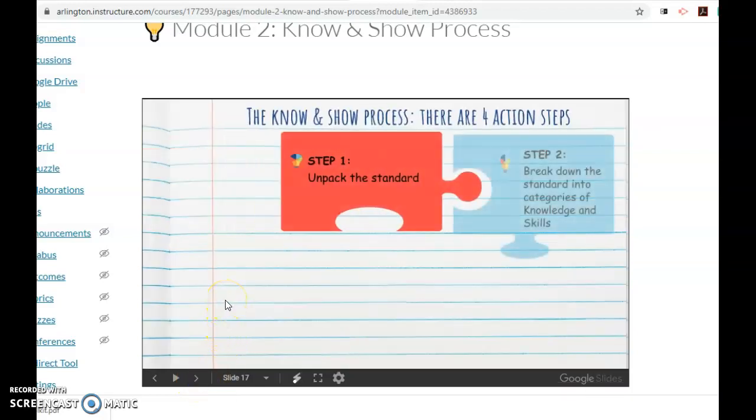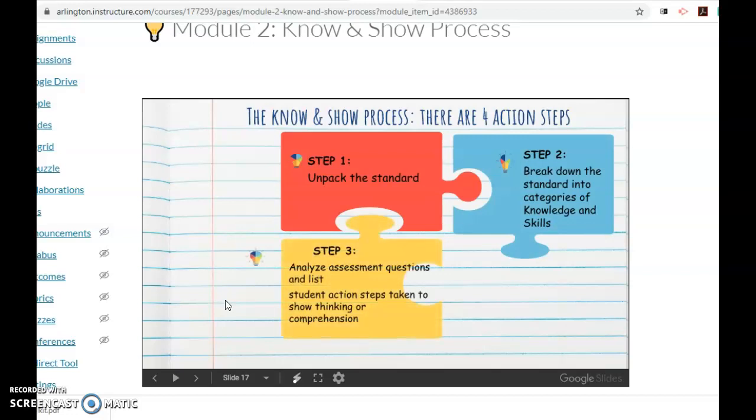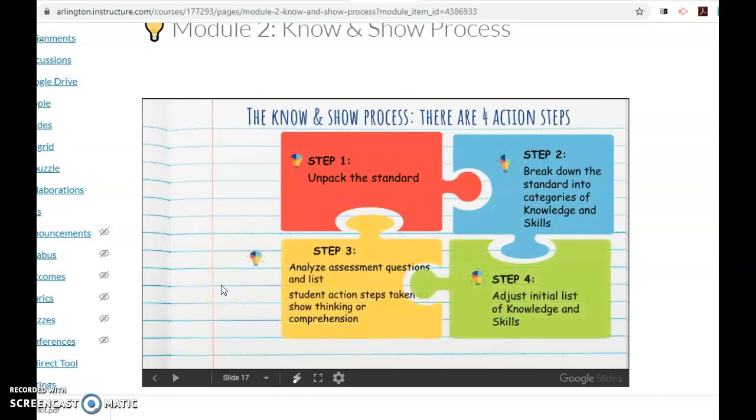So again, to wrap it up, the 4 steps are, and I'm sure you can say them with me: unpack the standard, breaking it down into the categories of knowledge and skills, analyzing assessments, and then looking for those steps that kids use to show their thinking and comprehension. That is so essential. And then once we have that information, going back to those knowledge and skill statements that we started with and making any adjustments needed so that we're sure we're covering all of our bases.